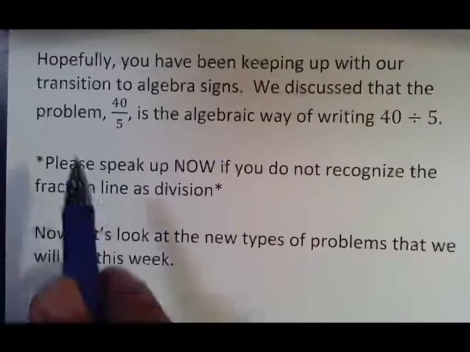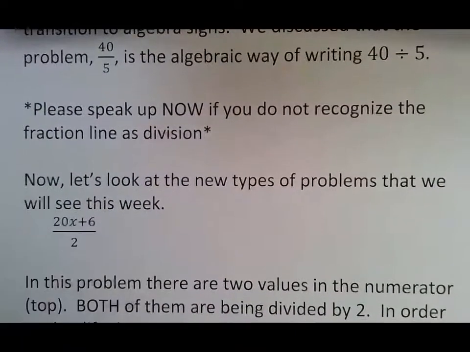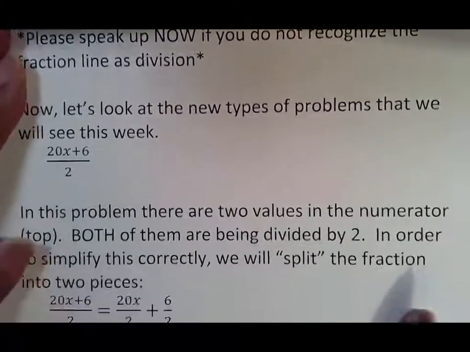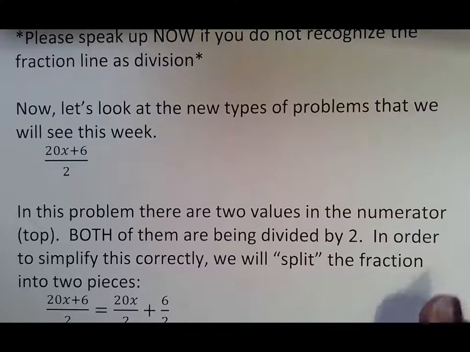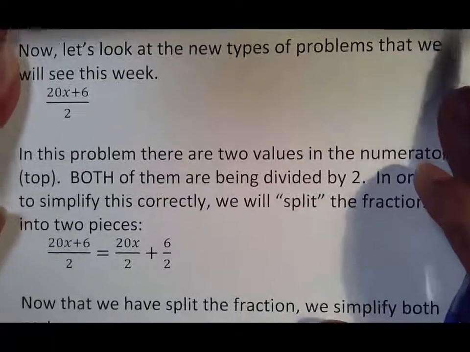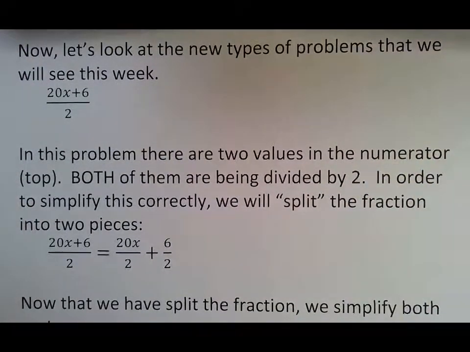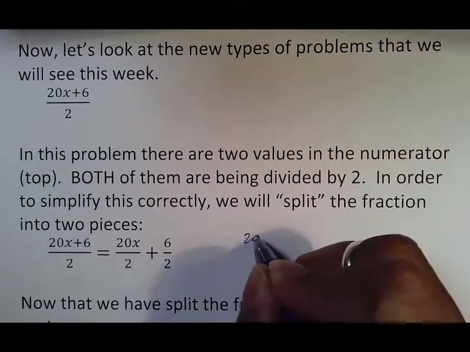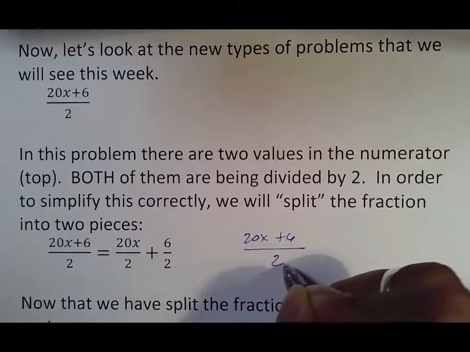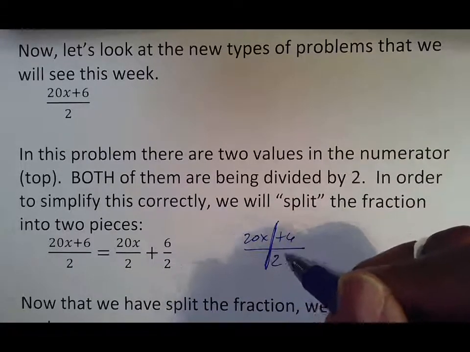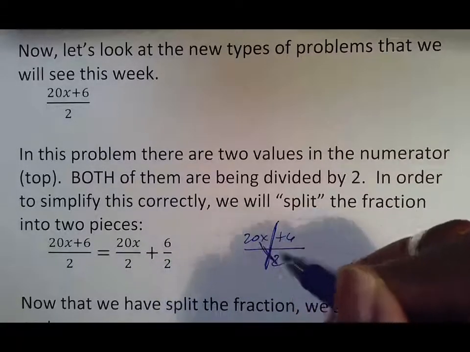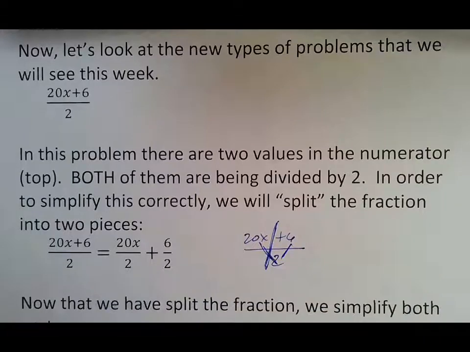It's a fraction, but it's a fraction with 2 things on top. And in this fraction, both of those values in the numerator are being divided by 2. In order to simplify that problem, we're going to split it into 2 pieces. So what you're doing here is you're taking 20x plus 6 over 2, and you're splitting it into 20x over 2 and 6 over 2, which is where that comes from.